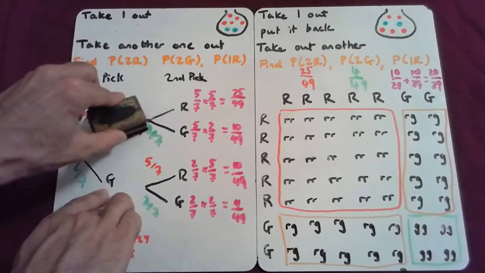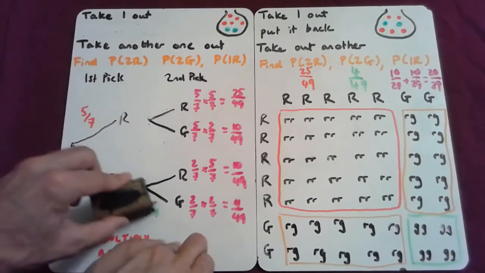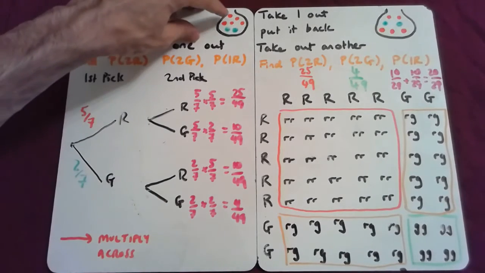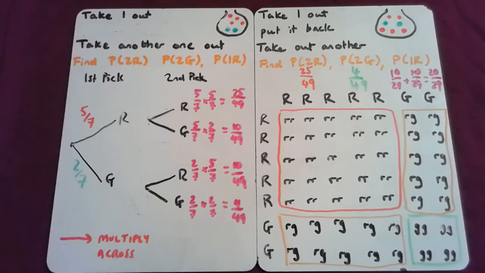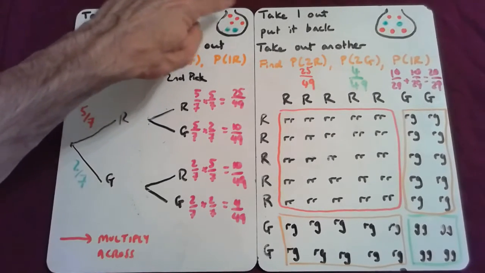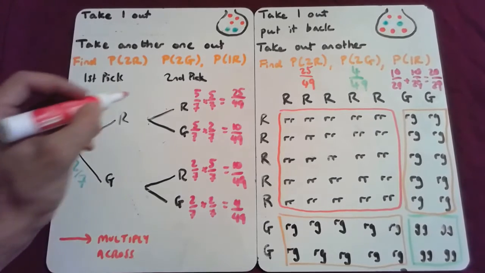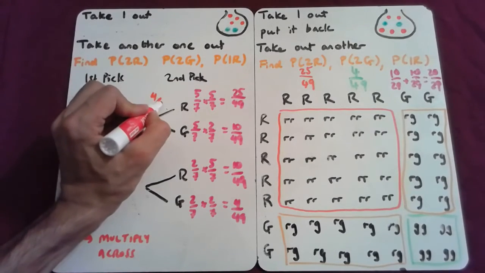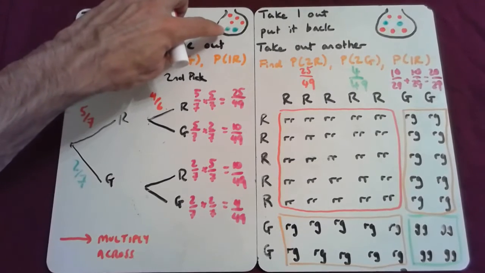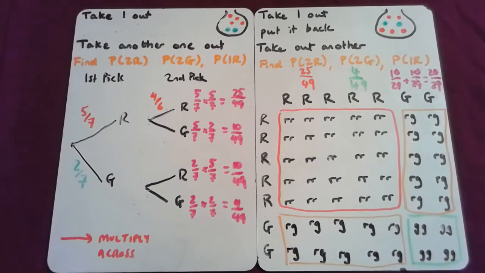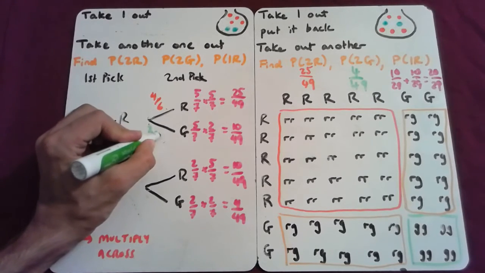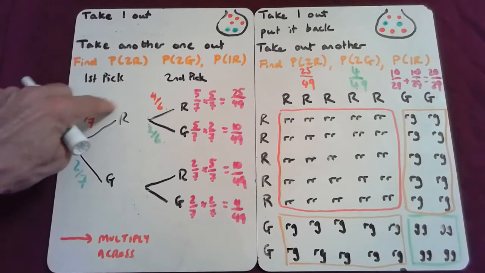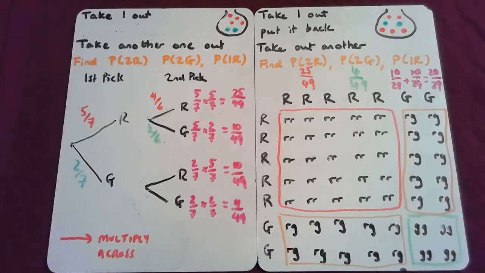If I take out a red counter first, I now have one less red counter in there. That means the probability of getting a red now is only 4 red counters out of a total of 6. So this becomes 4 out of 6. And the probability of getting a green is 2 out of 6. This is what we call conditional probability, where the first situation determines the second. So that was getting a red first, and then we have those values over there.